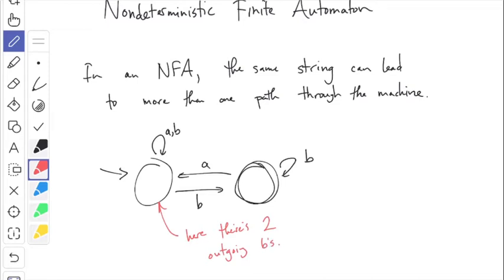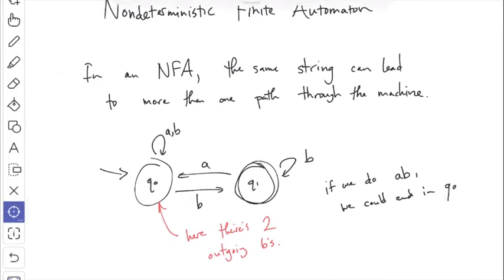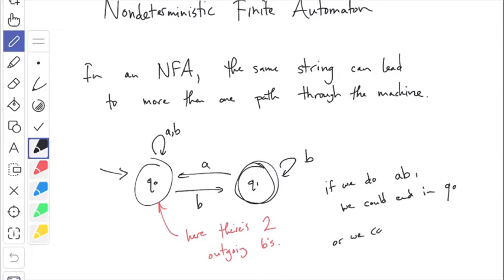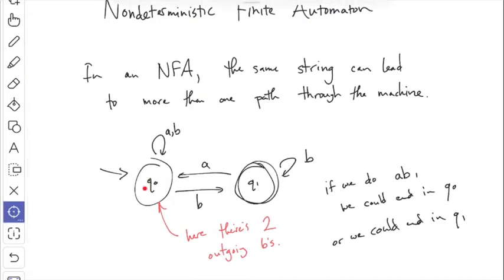And so if I gave these states names just for the moment, if I call them Q0, Q1 as two different states, here if we do the string A, B, we could end in state Q0 if you just did A, B both on this loopy edge, or you could end in the other state, Q1. That is, if we did the first A on this loop and then a B going across this way, it could end either way. This is how NFAs work.